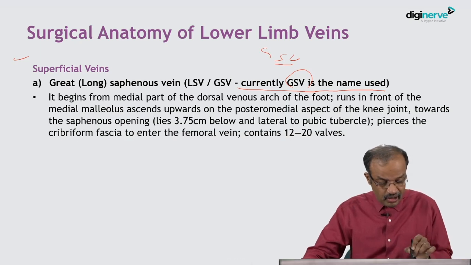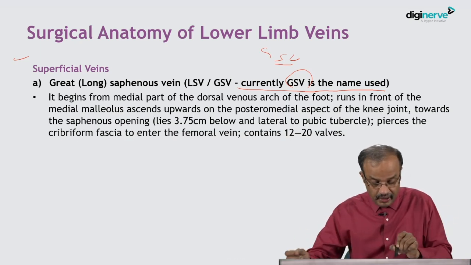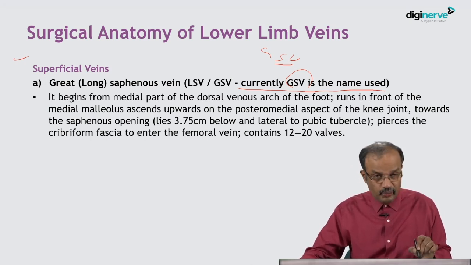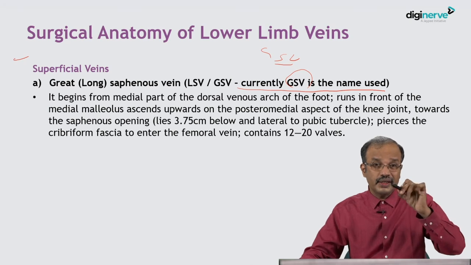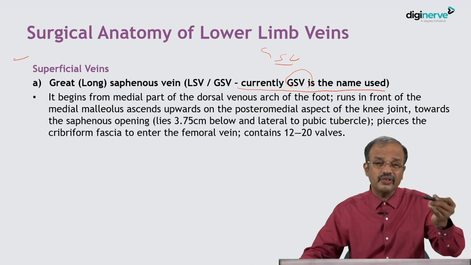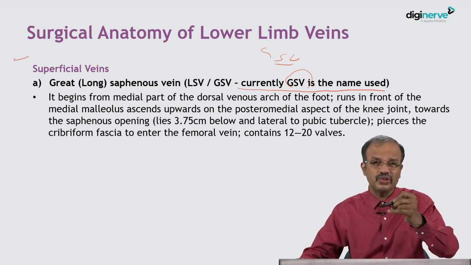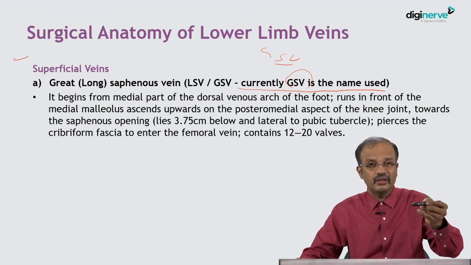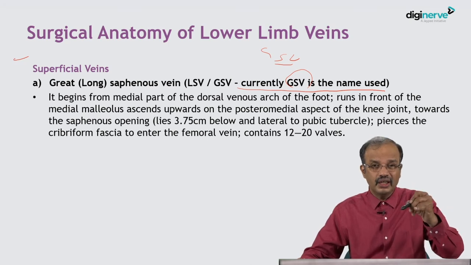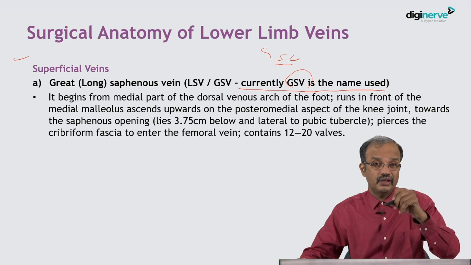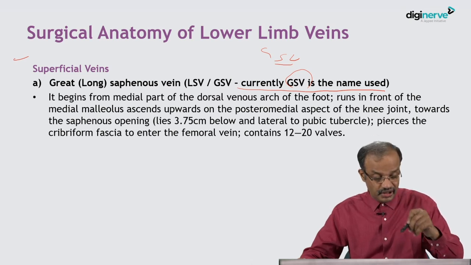It begins from the medial part of the dorsal venous arch in the foot, runs in front of the medial malleolus, and ascends upward on the posteromedial aspect of the knee joint towards the saphenous opening. It is the longest vein in the body, and a very important vein. It is used for vascular surgeries, such as coronary artery bypass, and if there is a femoral popliteal arterial block, you can use it as a venous graft in arterial disease.